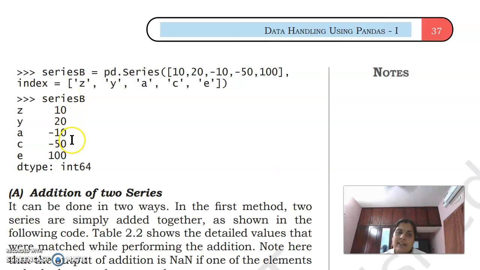Next we supplied series B, because for an addition operation at least two series are needed. For any operation we need at least two series. That's why series B is the same as before, but the values are different and the index is also different. Here there are positions like Y and Z, but there is no position B, D, etc.